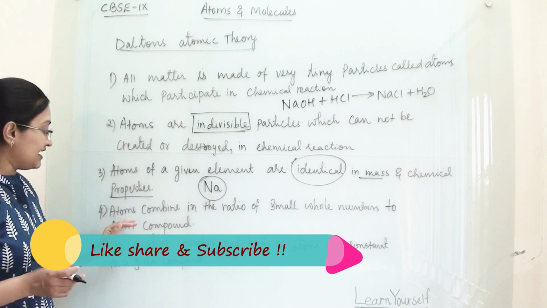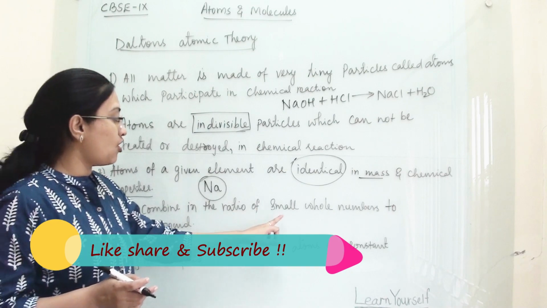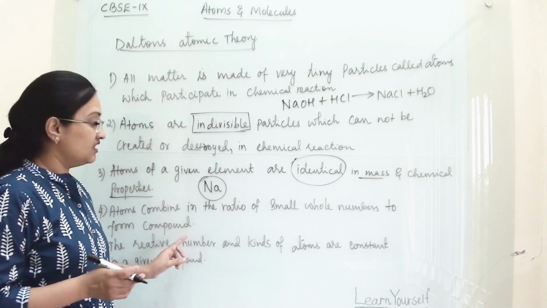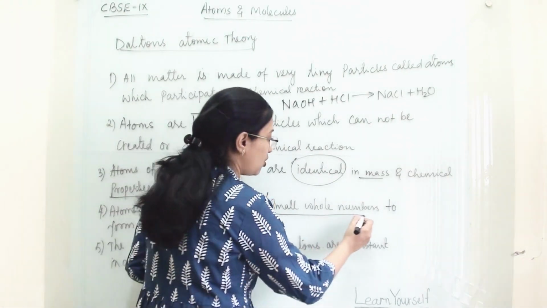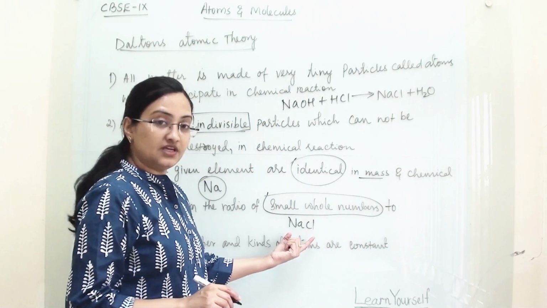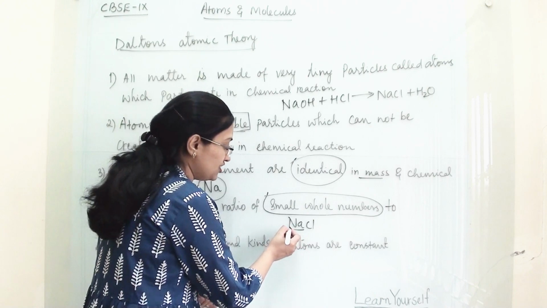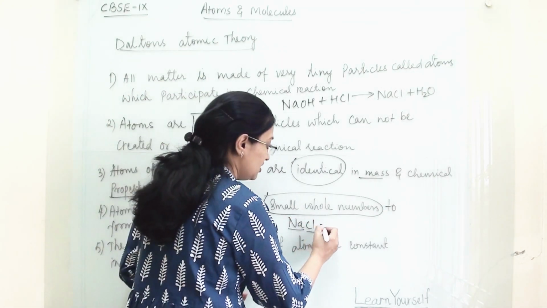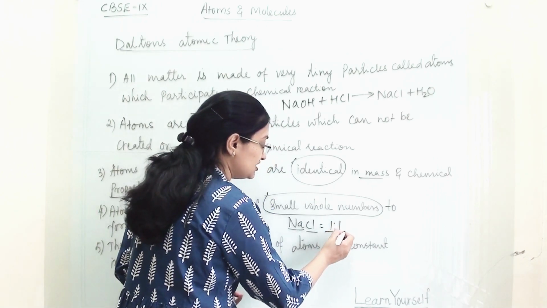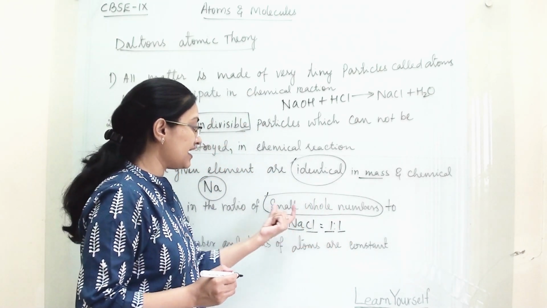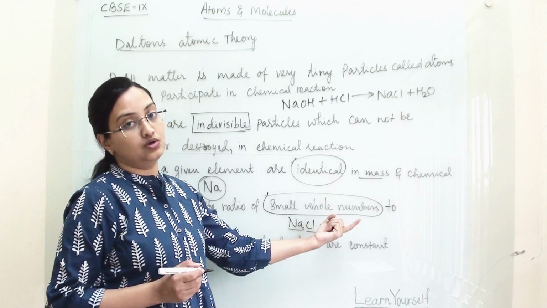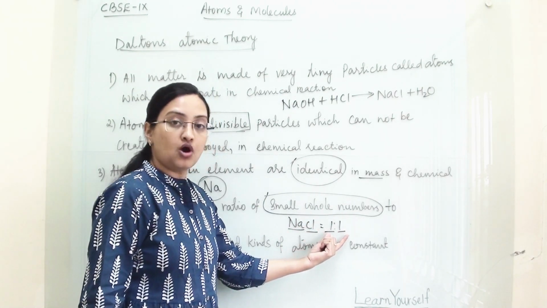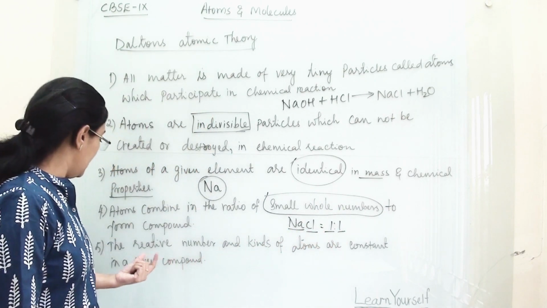Fourth point, atoms combine in a ratio of small whole numbers to form a compound. Now the meaning of small whole numbers is, in this NaCl, sodium and chlorine are combined with each other in a 1:1 ratio. So these numbers are whole numbers and they are small whole numbers. So they are combining with each other in a small whole number ratio.